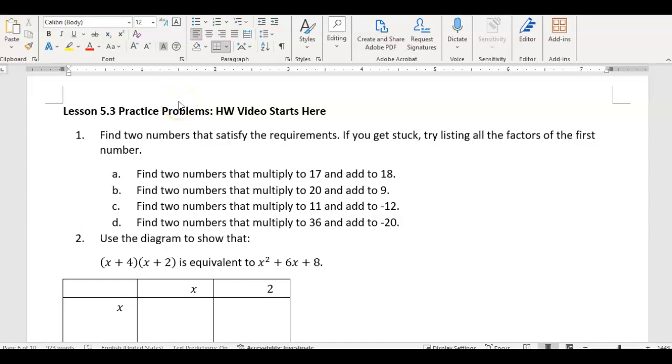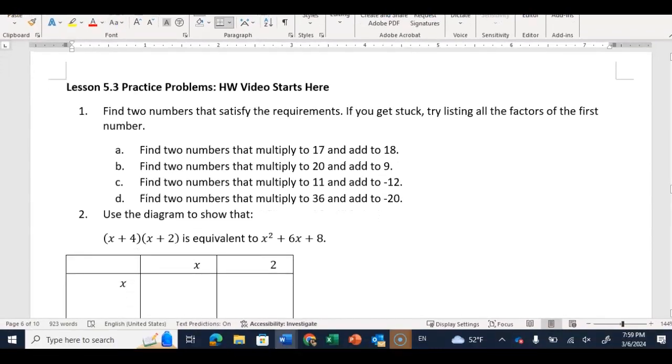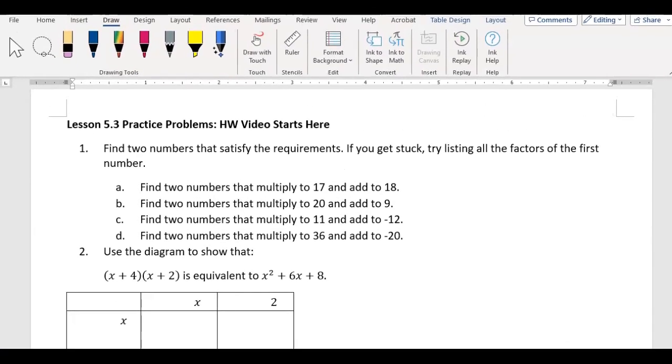Today we looked at being able to factor our, let's see if we can get this to allow me to grab the right draw tool. All right. There we go.